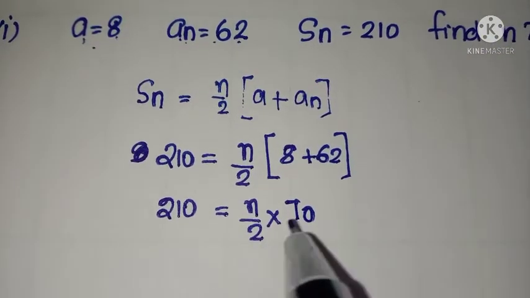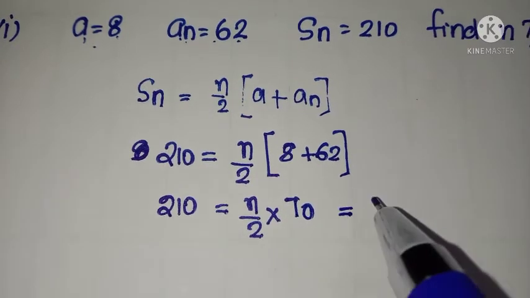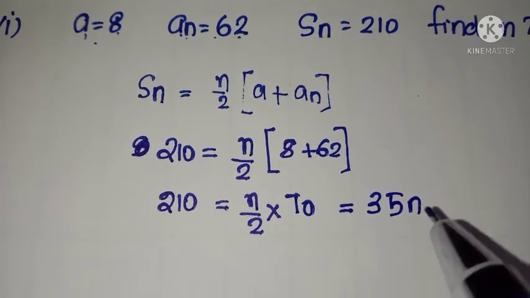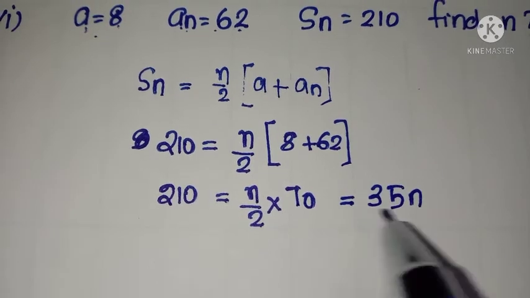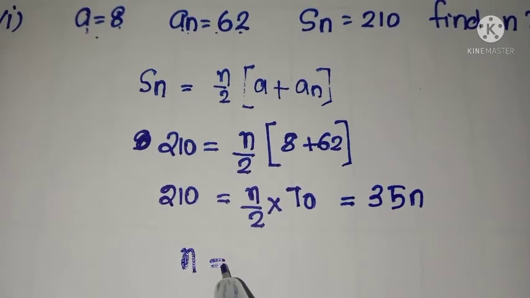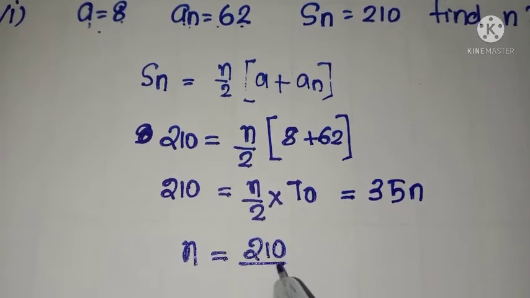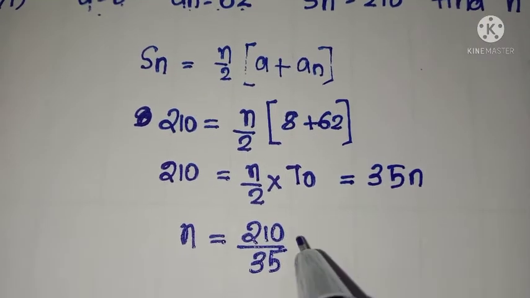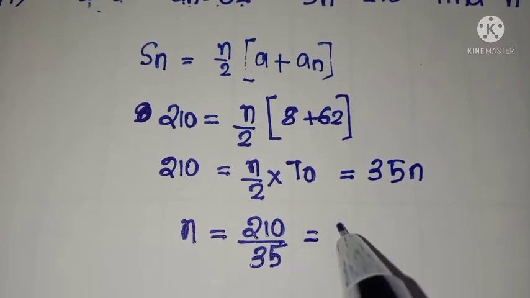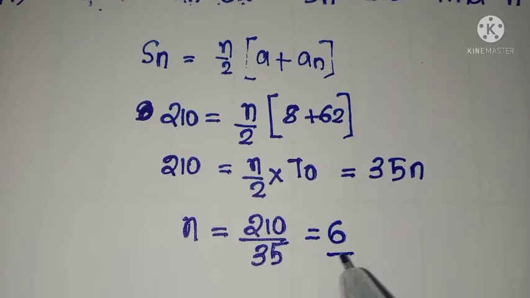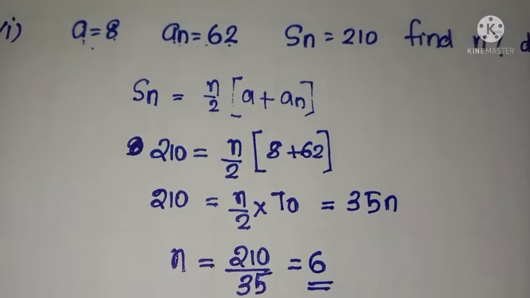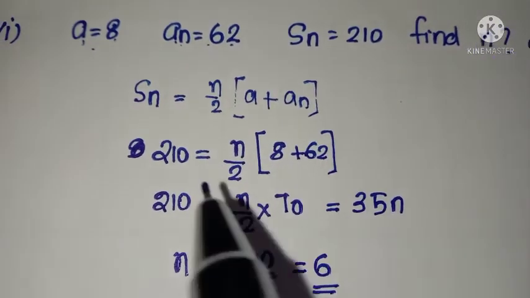So here 2 and 70 can be cancelled. So this is 35n. So 210 equal to 35n, or n equal to 210 by 35. 210 by 35 gives 6. Okay, so n equal to 6. Now we want to find the common difference.